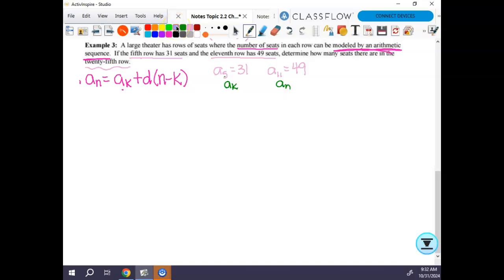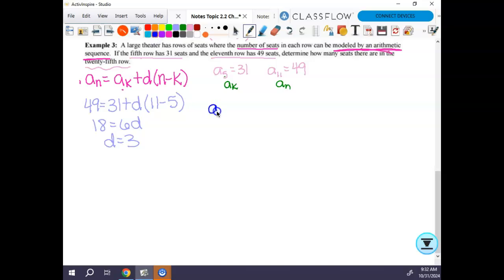Then I'm going to fill all my stuff in. A sub n is 49, equal to A sub k, which is 31, plus d, which I do not know, times n, which is 11, minus k, which is 5. So do I divide both sides by 31? No. I subtract 31 from both sides because that's what makes sense here. And this gives me 18 equals 6 times d. So d equals 3. And that worked out much prettier than it did for the geometric.